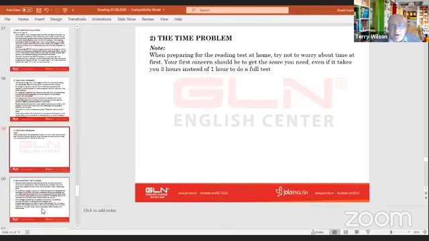Note, when preparing for the reading test at home, try not to worry about time at first. Your first concern should be to get the score you need, even if it takes you 3 hours instead of 1 hour to do a full test.